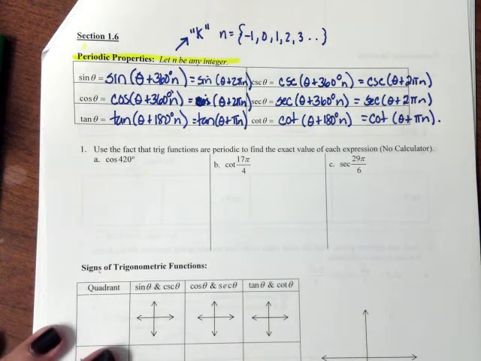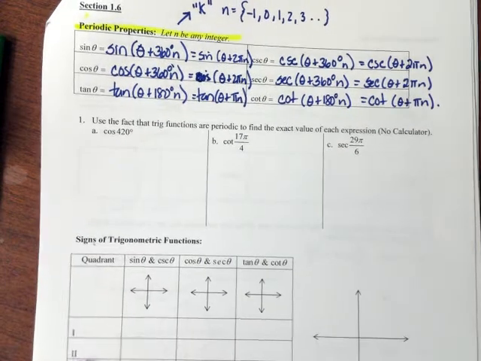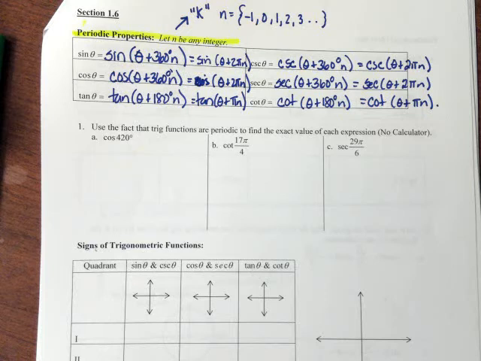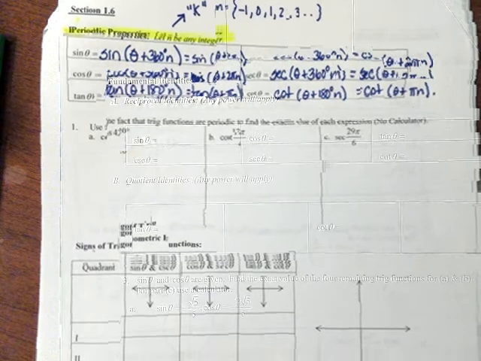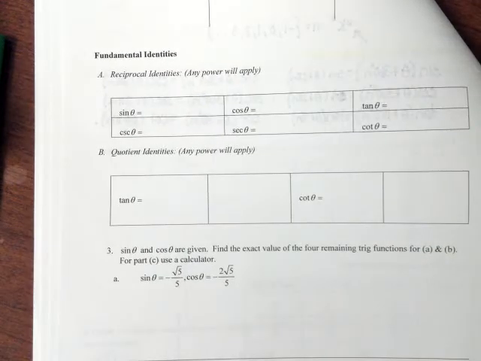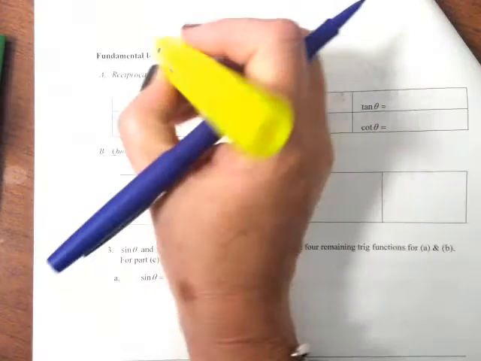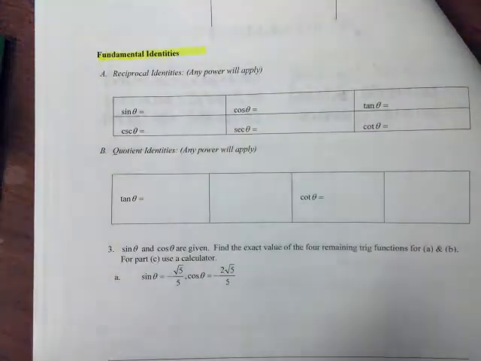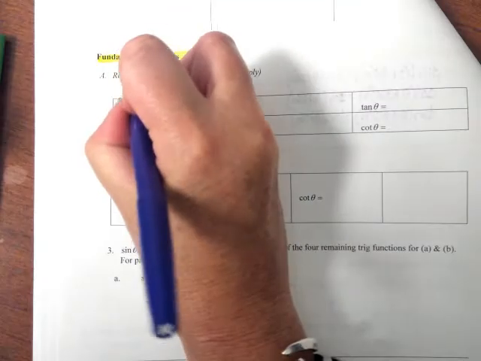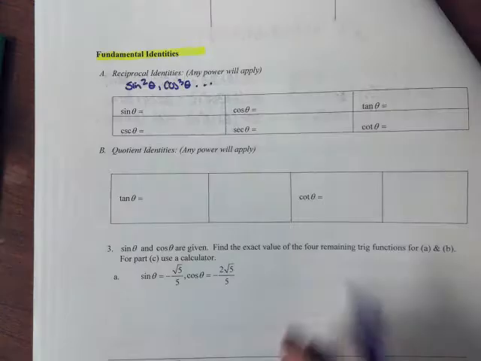So now on page 14 of your notes, the fundamental identities. The first ones are what we call the reciprocal identities. Again, these can be to any power. So if it's sine squared of theta, cosine to the third theta, all of these properties would apply.